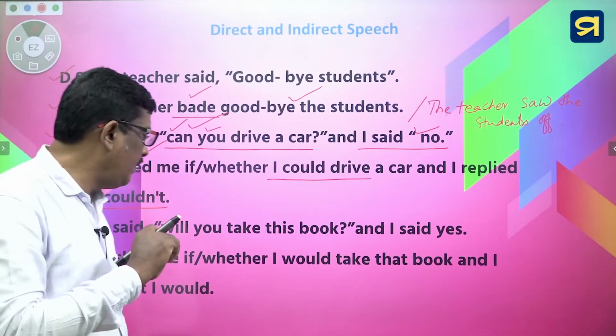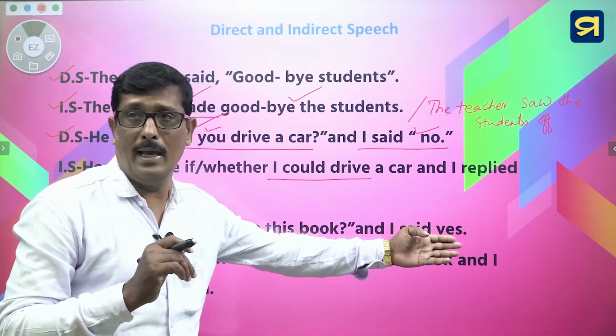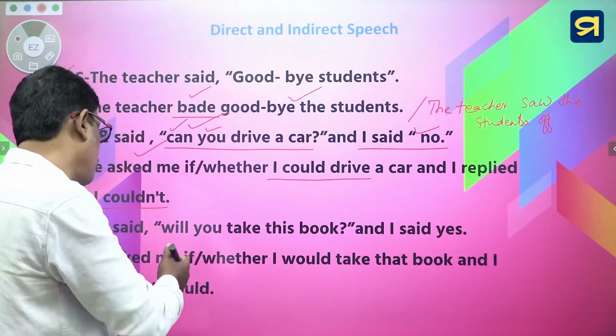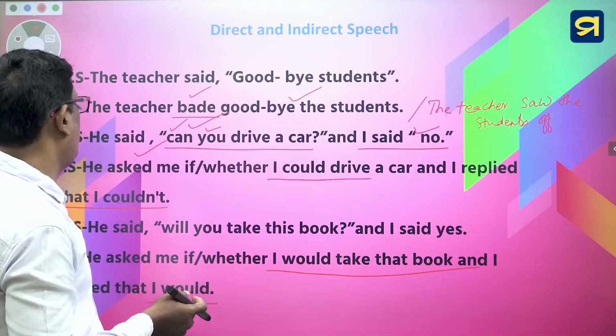Next, he said, "Will you take this book?" And I said, "Yes." It is a positive reply. When there is a positive reply, the answer is also positive. That means he asked me if or whether I would take that book, and I replied that I would. When it is a negative reply, the answer will be negative. When it is a positive reply, the answer would be positive. So in this way, we can also change from direct speech into indirect speech.